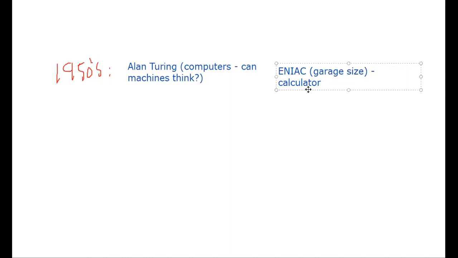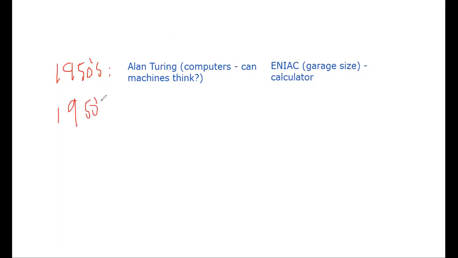Then what happened, also in the 1950s, was that someone developed the perceptron, which is a sort of ANN, or a machine learning technique, a machine learning algorithm in fact. And it's the foundation for deep learning algorithms.